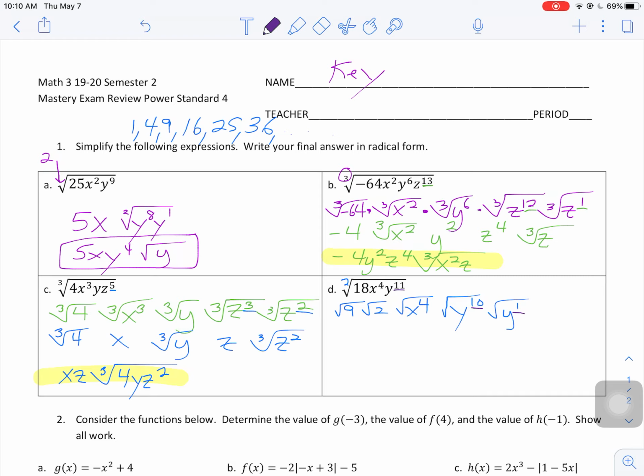And now let's go back and simplify the ones that simplify. So square root of 9 is 3. Square root 2 stays the same. Square root of x to the 4th is x squared, because you're doing 4 divided by 2 is 2. Square root of y to the 10th is y to the 5th, because you're doing 10 divided by 2. And then square root of y stays square root y. So the 3, the x squared, and the y to the 5th are out in the front, and then square root 2y.